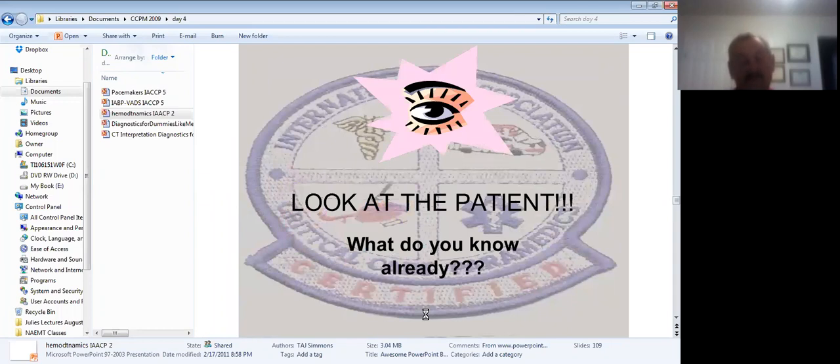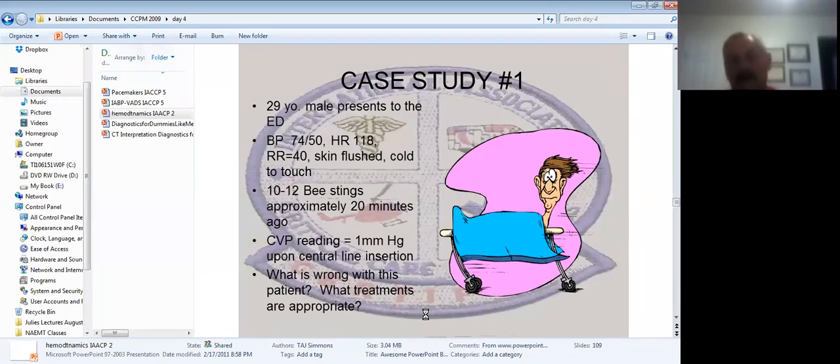Obviously, how do we fix these problems? When we look at the patient, we look at the underlying diagnosis, and then we design our treatment plan and transport in order to accommodate these things. So there's just a couple of pretty easy case studies here. Nothing particularly earth-shattering here to make you go home and study your brains out.